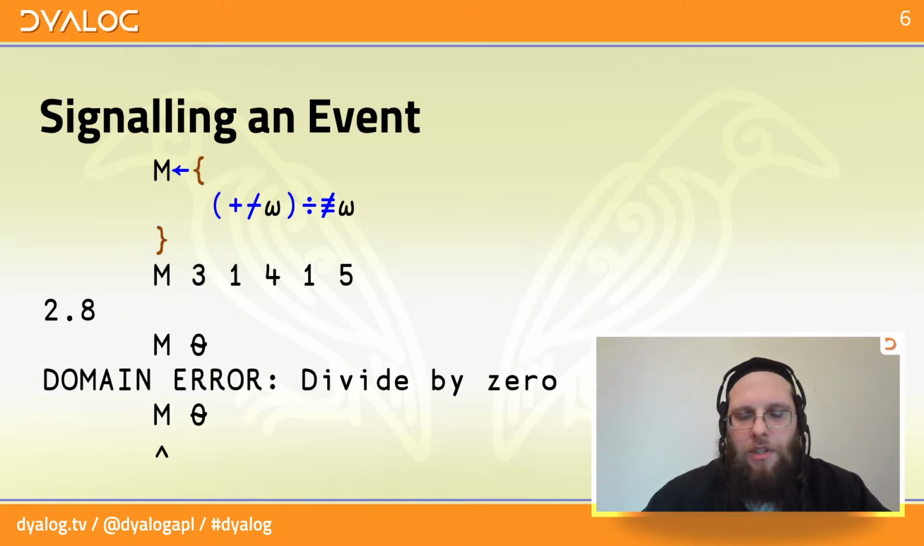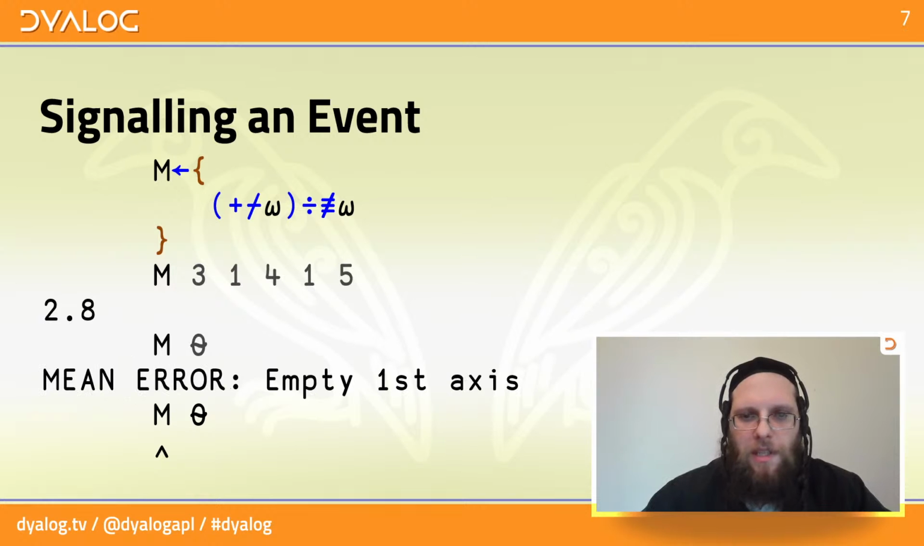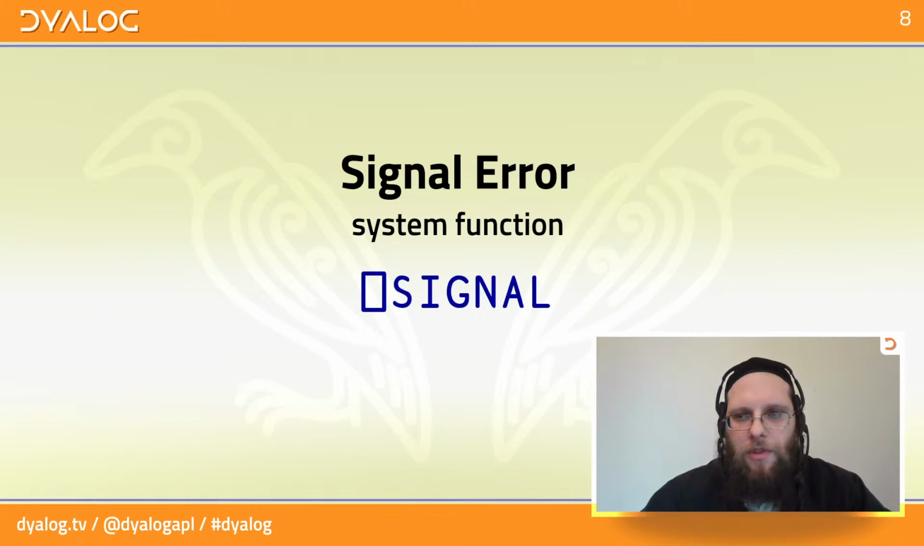Maybe even just like when you divide by 0 normally, you get a division by 0 error. It would be nice to give some details of that. We could also go one step further and customize the error message to tell the user exactly what has gone wrong. Say this is a mean error, and the reason for the mean error is that the first axis is empty. For this purpose, and for everything we're going to do today, we are going to use the quad SIGNAL system function.